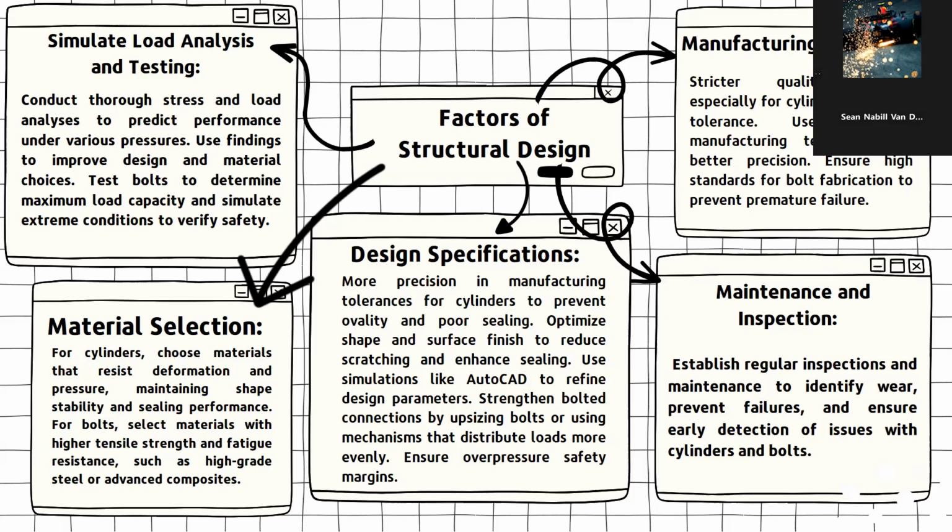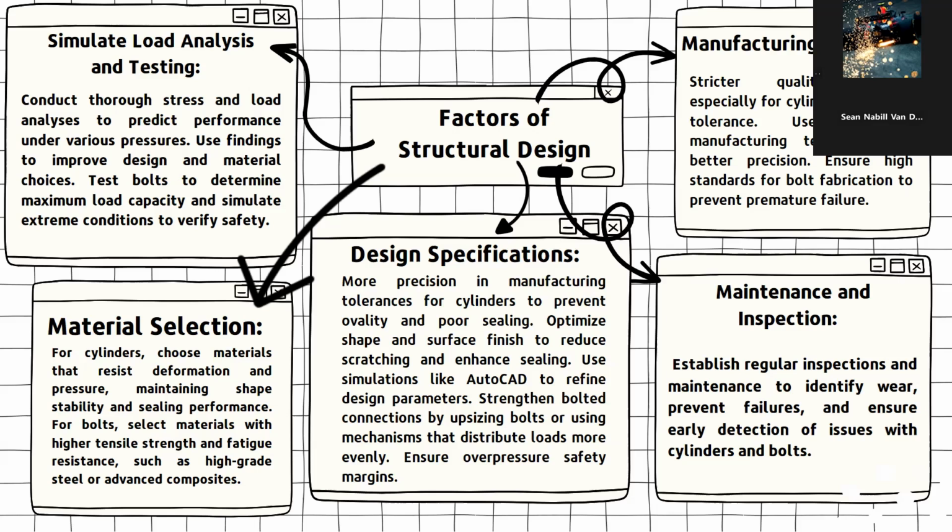Now, lastly, strict quality control during manufacturing is essential to ensure that the cylinder and bolts meet high standards. Advanced techniques should be used to achieve precise fabrication, and thorough stress and load analysis should be conducted to predict how different pressures affect performance. Regular maintenance and inspections will help catch wear or potential failures early, ensuring the components remain reliable and safe over time.